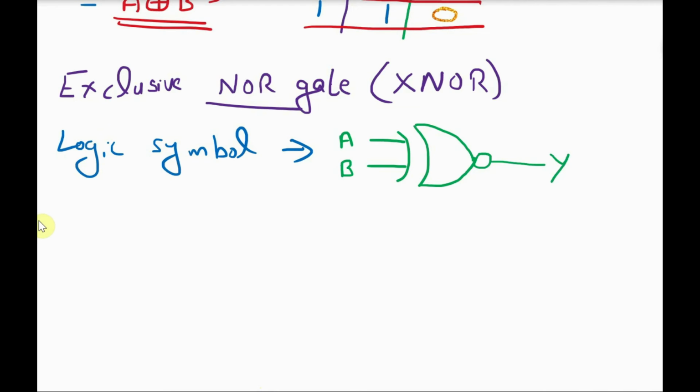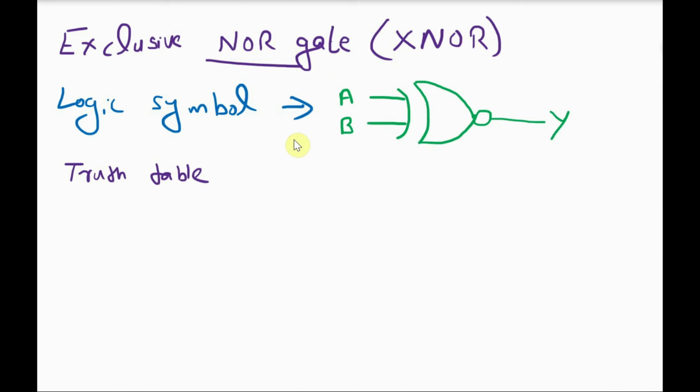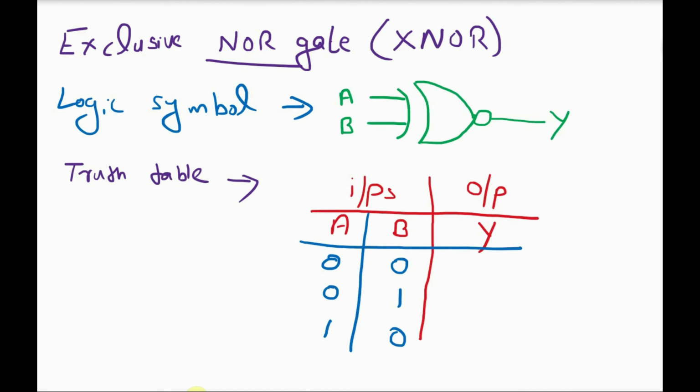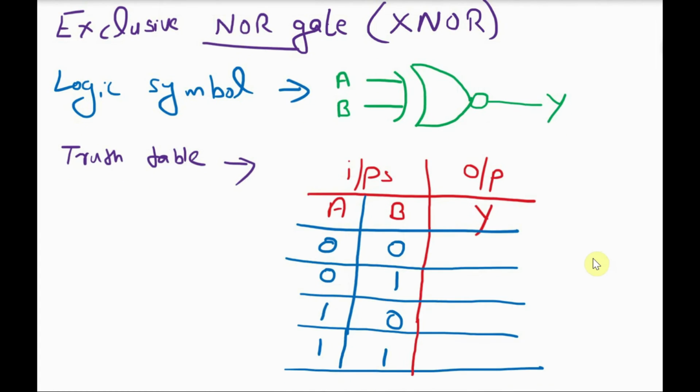Next we will draw the truth table. So for truth table we need inputs and outputs. We have two inputs A, B and one output Y. 0, 0, 0, 1, 1, 0, 1, 1. So these are the four combinations.